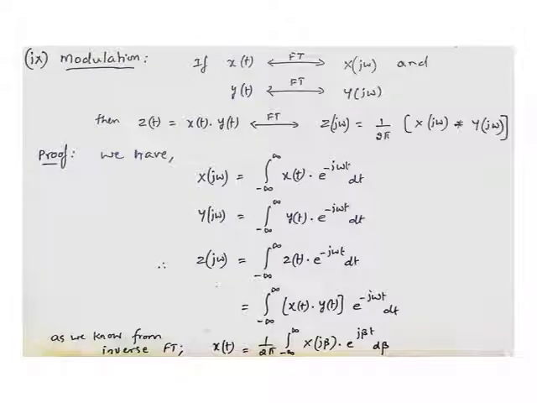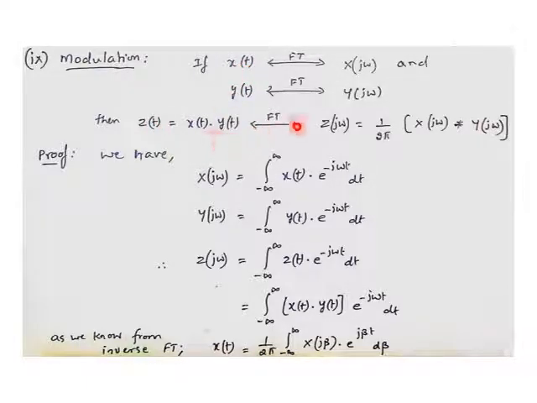So the next property is modulation. The modulation property is defined like this. I have two continuous time signals, x of t and y of t. If I do the Fourier transform of x of t, I get x of j omega. If I do the Fourier transform of y of t, I get y of j omega. Then for the multiplication, z of t, which is the product of x of t and y of t, what should I get if I do the Fourier transform?